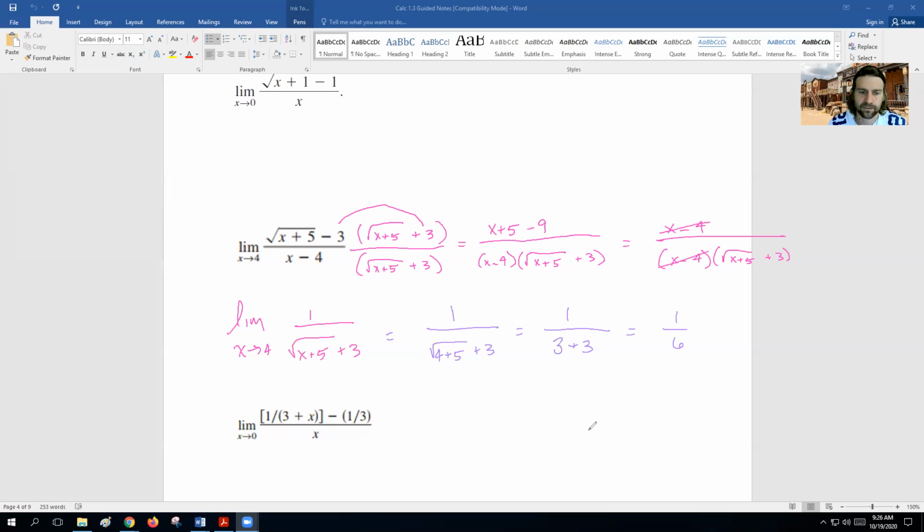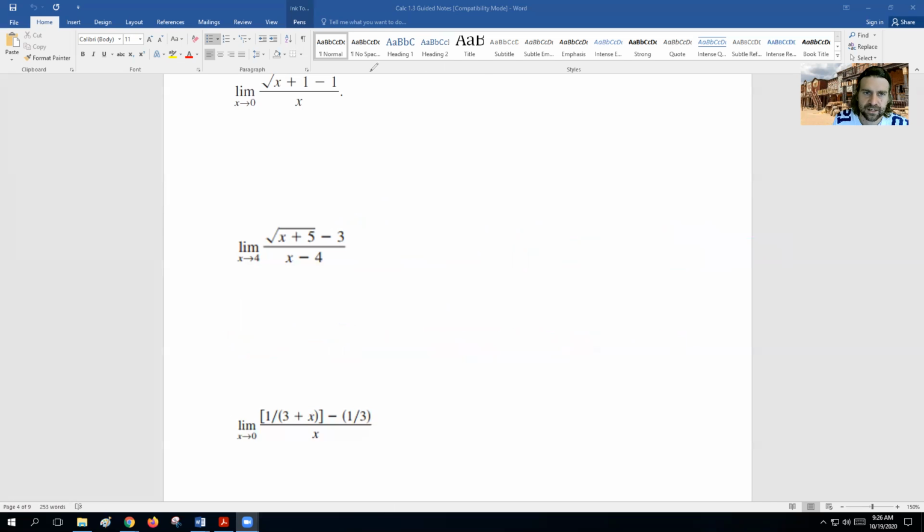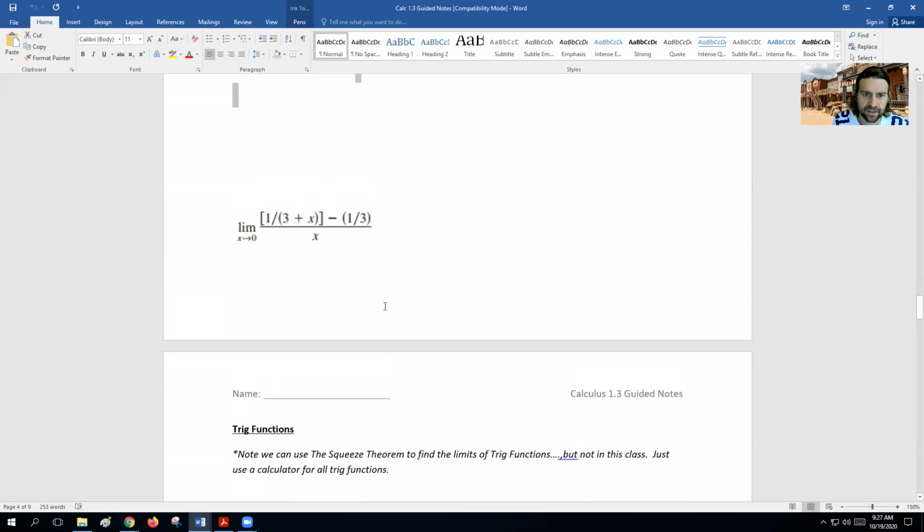Now, this is the technique we will use for square roots. When it comes to fractions, though, we're going to use a different technique. All right, so let's clear this off and try the next one. Now, for fractions, I will probably find this easier to write as 1 over 3 plus x minus 1 over 3. And I'm leaving plenty of space here for the next step.